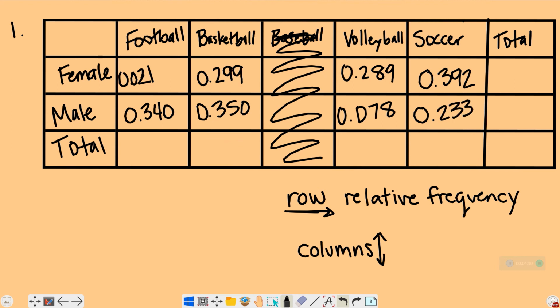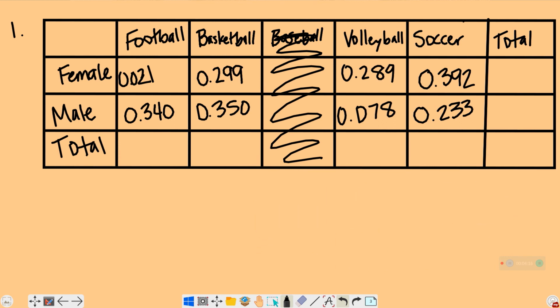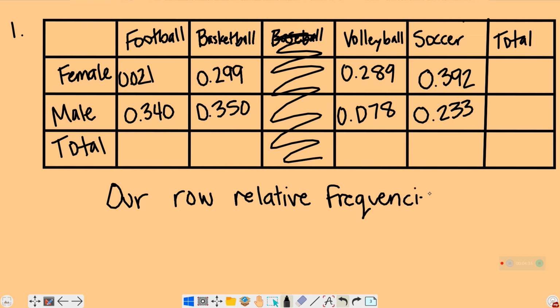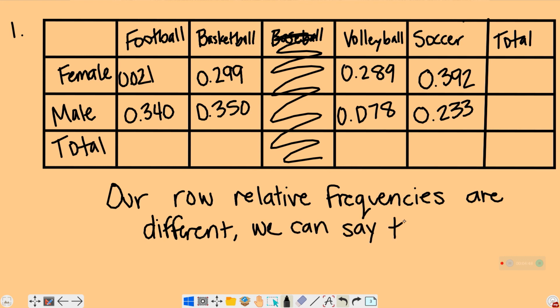0.233. And it says, is there an association? Is there an association, and explain? Because our row relative frequencies are different, we can say there is an association.